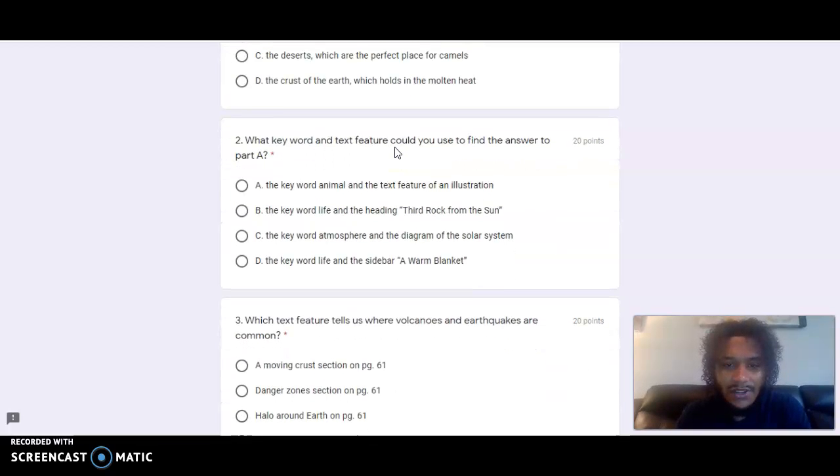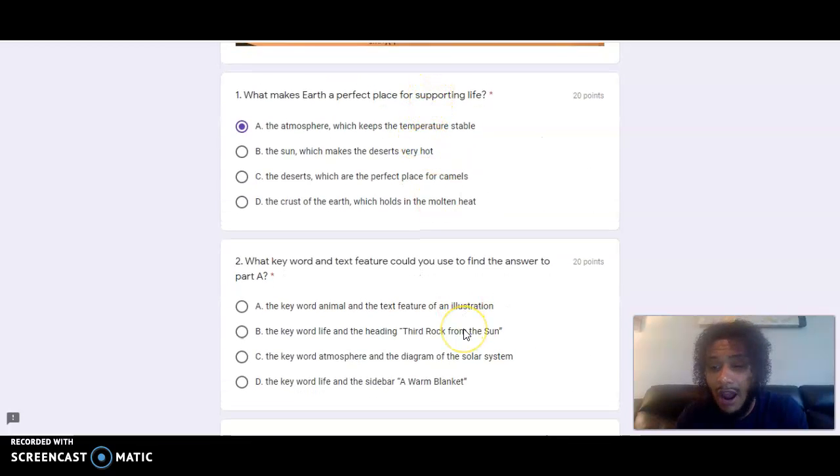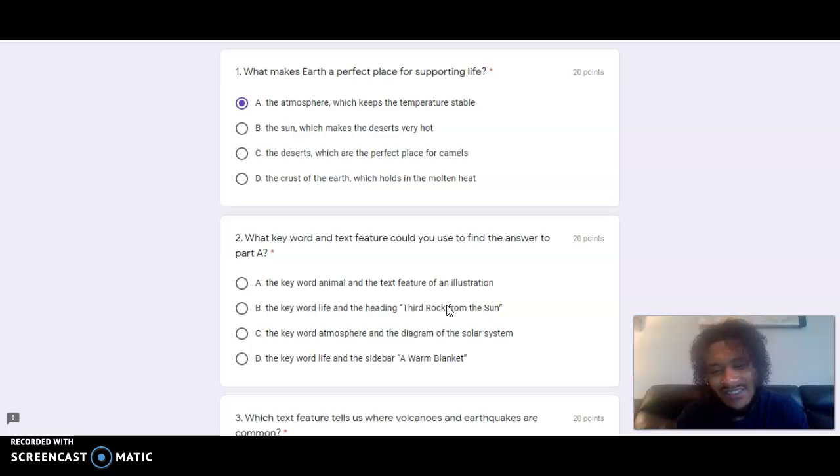What keyword and text feature could you use to find the answer? The keyword animal, that doesn't tell me anything. The keyword life and the heading third rock from the sun. Life tells me something about living. I agree. Third rock from the sun, the title, that doesn't tell me a whole lot about living, but I'll keep it as a possible answer. See, the keyword atmosphere and the diagram of the solar system. The atmosphere does tell me why I can live here. That's good. But the diagram of the solar system doesn't tell me about why Earth is a good place to live. So that's not a good answer.